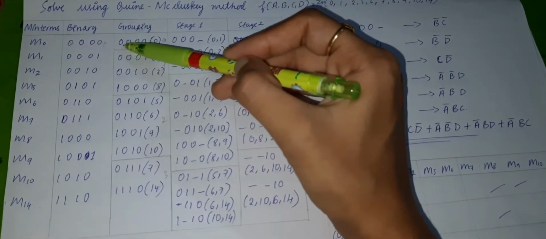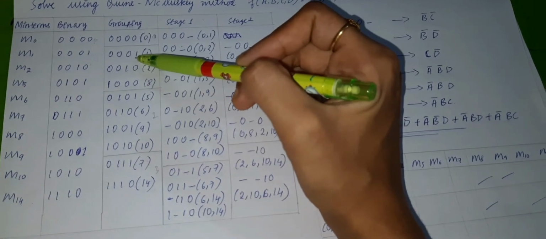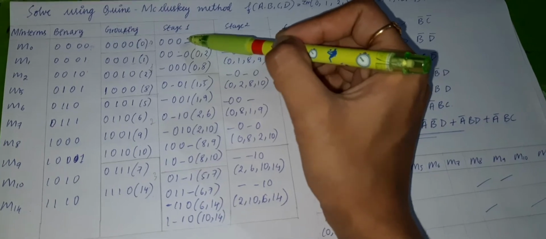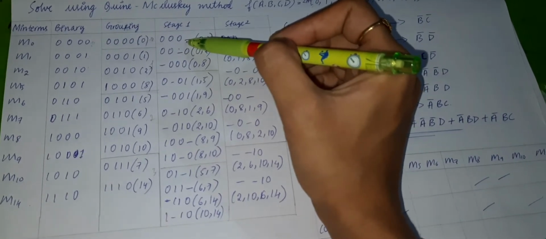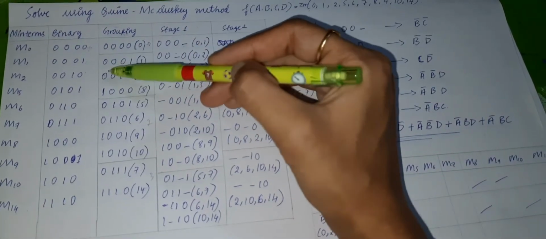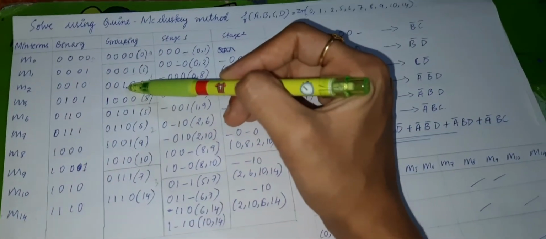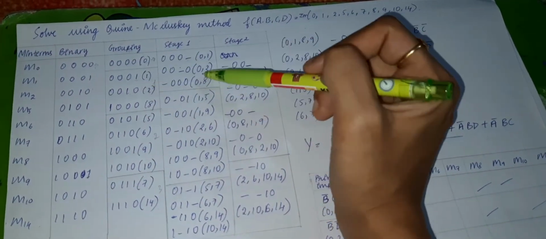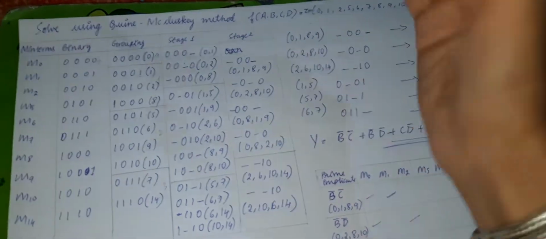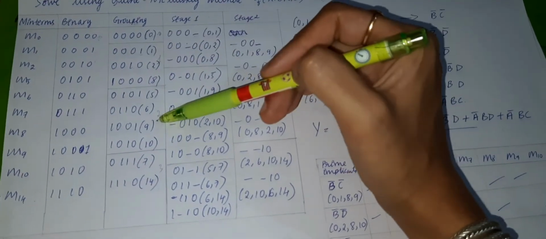When we compare like this, 0000 and 0001, they differ only by one place. So take that one, 000 and a blank, putting the blank in the place where it differs by one position, like 0, 1. Now let us compare this with this, 0000 and 0010. Now it is differing by one place, so consider that one, 0, 2. Similarly, this and this, here it differs by one position, so consider this.